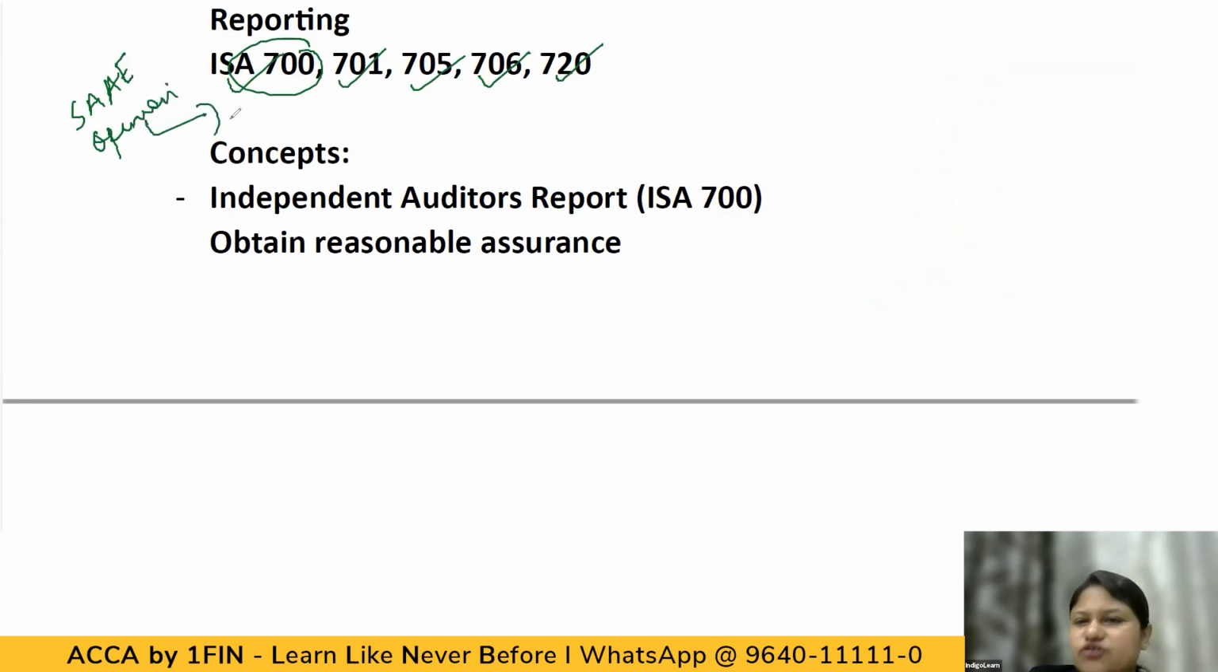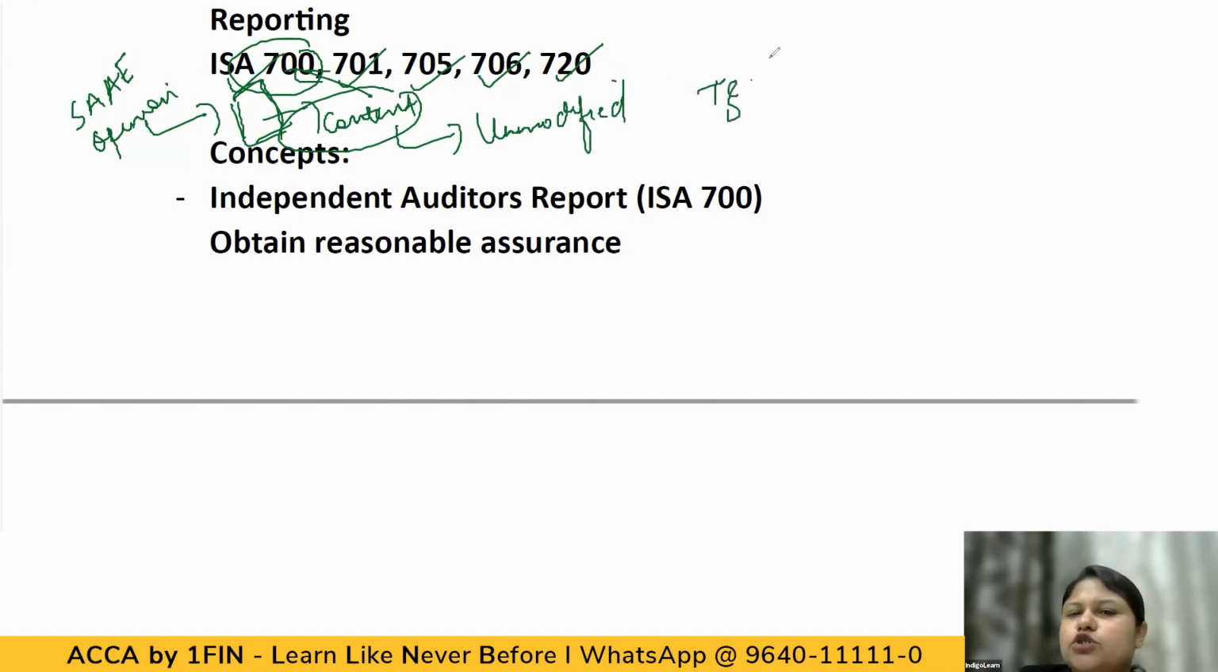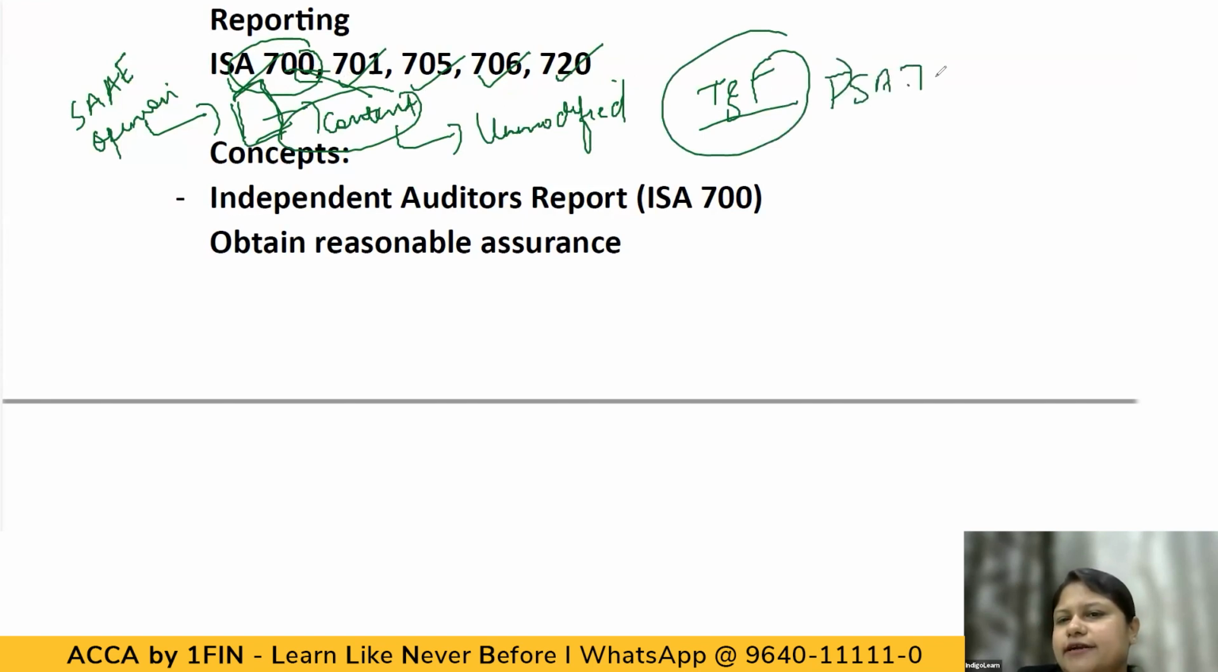After the audit opinion is drafted or prepared, you have to express it in writing through a written report. How to prepare the report? The content of the audit report is studied as per ISA 700. This ISA 700 talks about the unmodified opinion. So when you prepare a report based on a true and fair view, the reporting you do is as per ISA 700. Then you have 701, which talks about something called key audit matter.